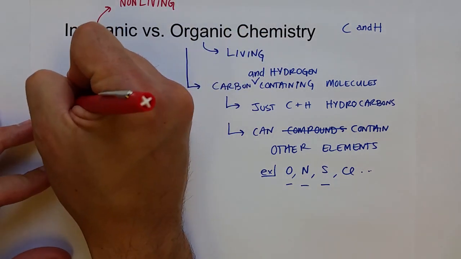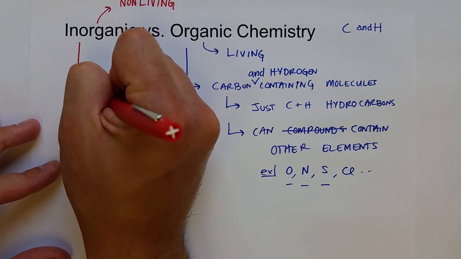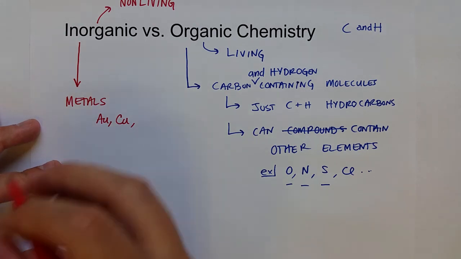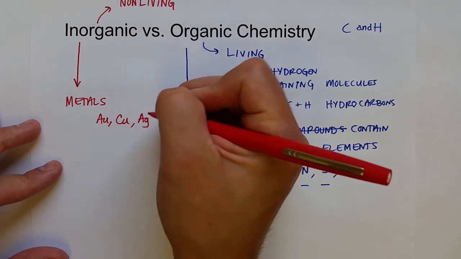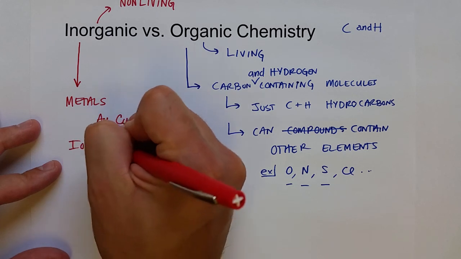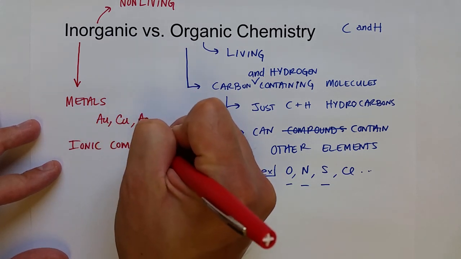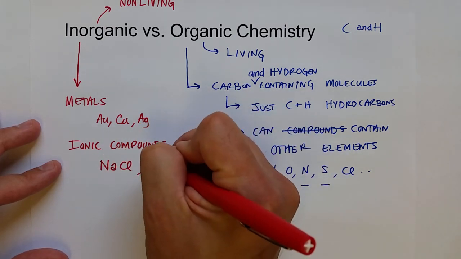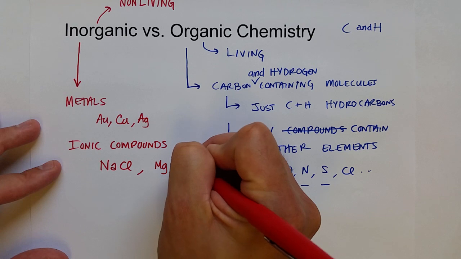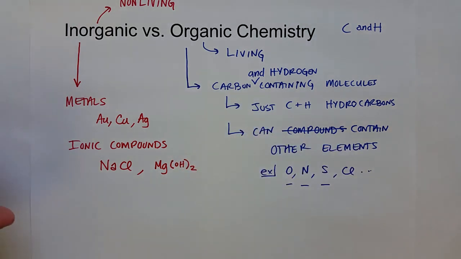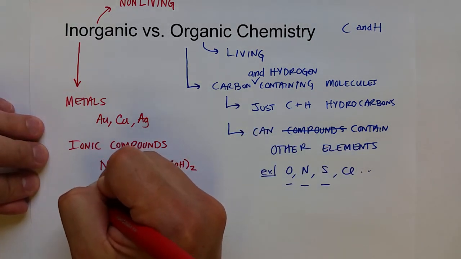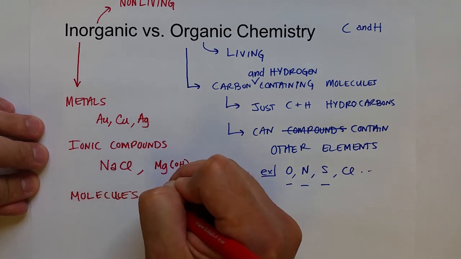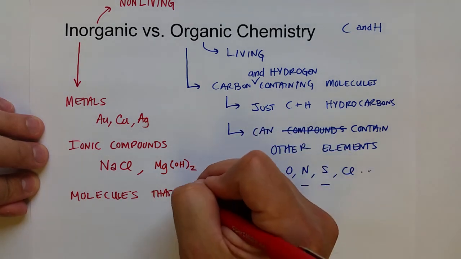Inorganic chemistry studies metals, such as gold or copper or silver, ionic compounds, such as sodium chloride or magnesium hydroxide, and then of course molecules that are not primarily hydrocarbons.